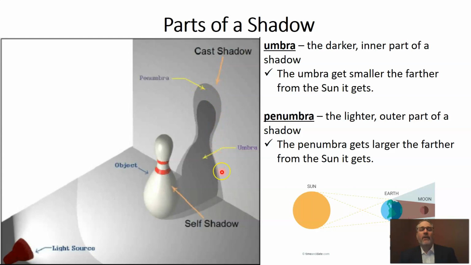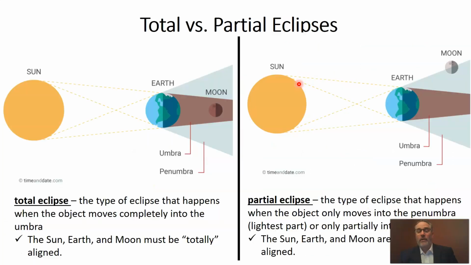Okay, so that's this outer portion here. Notice that it is lighter, and the penumbra actually is going to be, you can see that it is bigger than the bowling pin here. Well, notice down here as well, here's our penumbra, and notice that our penumbra is a cone that gets bigger the further away from the object creating the shadow that it gets. So two parts of a shadow, the umbra, the darker inner part, and the penumbra, the lighter outer part.